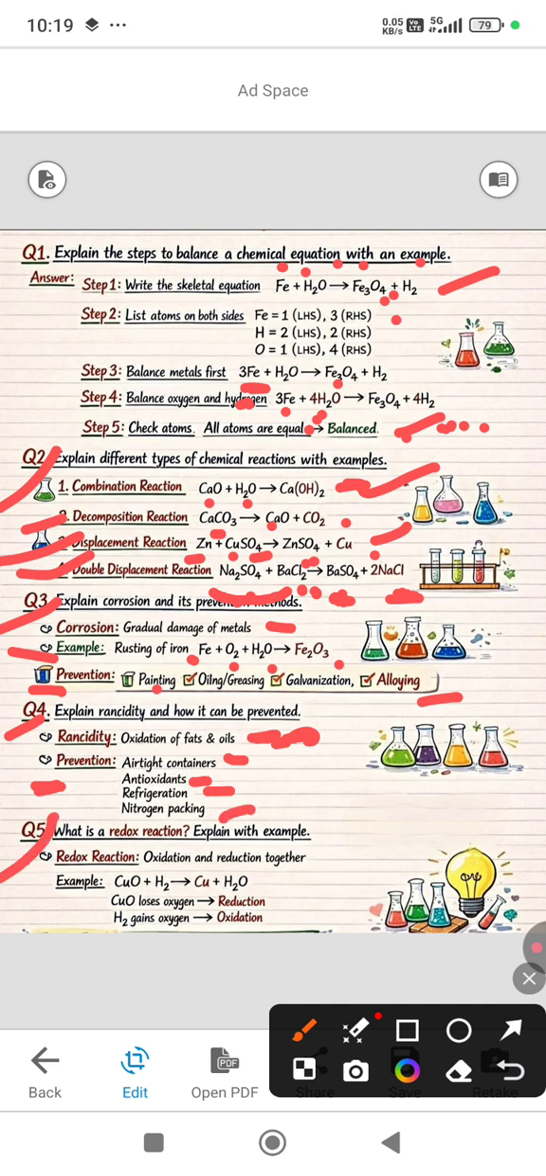Question number 5, what is redox reaction? Explain with example. When oxidation and reduction occur together, the reaction is known as redox reaction. Example, CuO plus H2 gives Cu plus H2O. Here CuO loses oxygen, so there is reduction, and H2 gains oxygen, so there is oxidation.